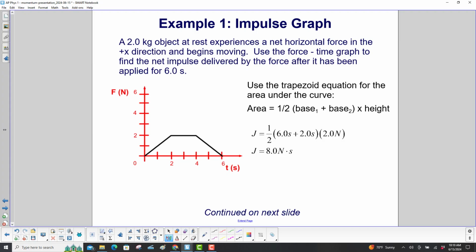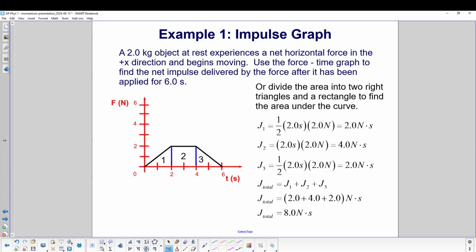To find the impulse, we need the area under the curve. I know it's just straight lines and it's not curving at all, but in physics we call that a curve. If you can recognize that it's a trapezoid, you can use the trapezoid area equation, which is 1/2 times base 1, here's base 1, plus base 2 times the height of your trapezoid. So that's 1/2. Here we have 6 seconds. Over here, this distance here is 2 seconds. And then the height of this is the 2 newtons. So we put all those numbers in, and we get an impulse of 8 newton seconds.